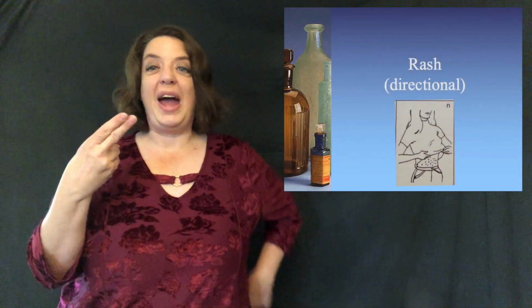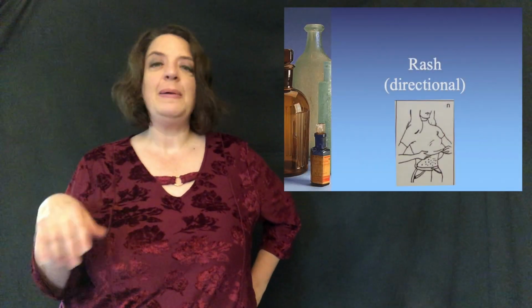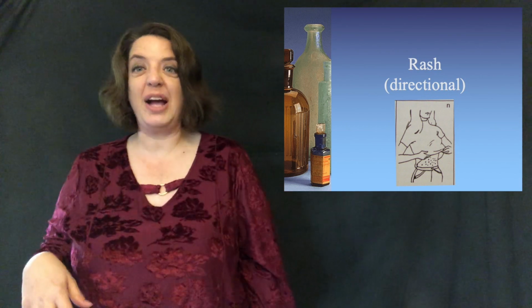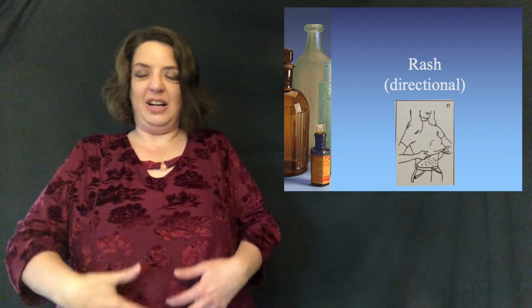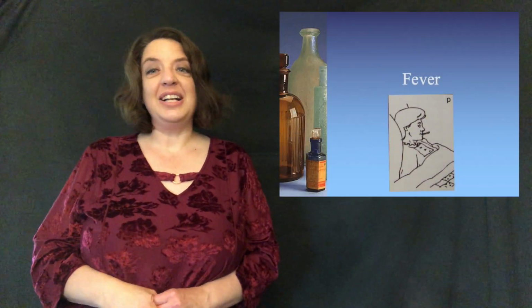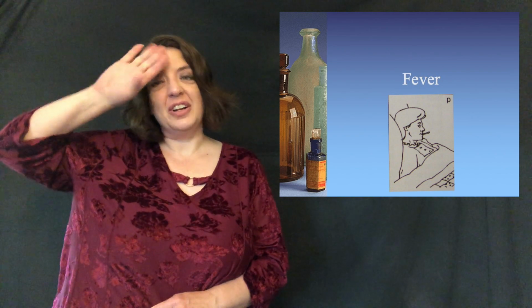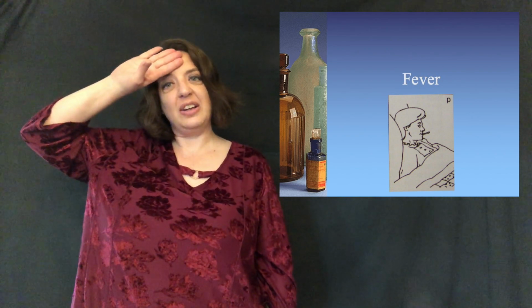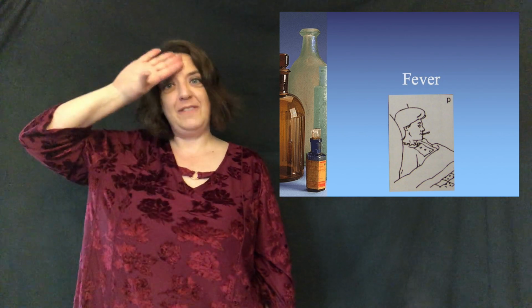Next is rash. You spell the word, and then you can also classify it, like it's red bumps. Like if you had a rash on your arm or on your trunk, red bumps. And the last one in this set is fever. So think about when you have a fever and your mother puts the back of her hand on your forehead to feel your temperature, fever. All right, that's it for now. We'll come back in a bit.